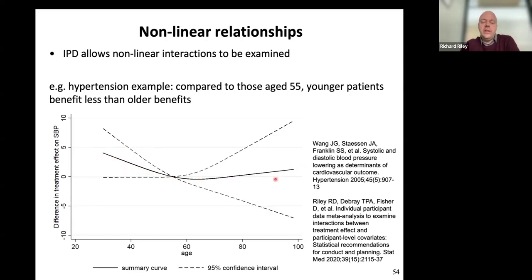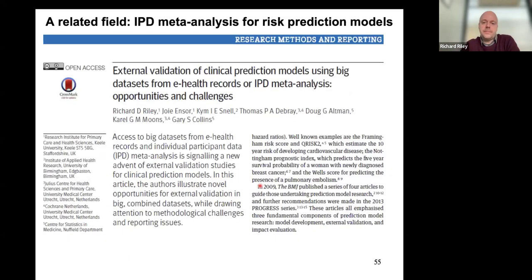But this is a nonlinear relationship modeling the variable age on a continuous scale. If I didn't have IPD, what would people do? They'd probably dichotomize age at 60, 65, 70 or something. I couldn't do this. But again, you've got much more power to do something better. In terms of prediction modeling, I can do lots of really exciting things. So this is just one little bit I'm going to show you based on this paper here.